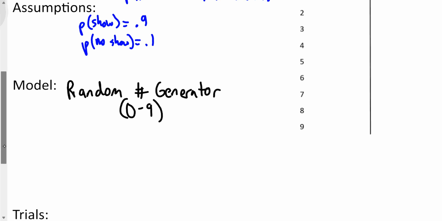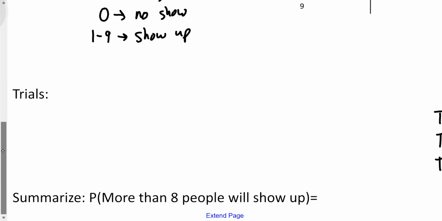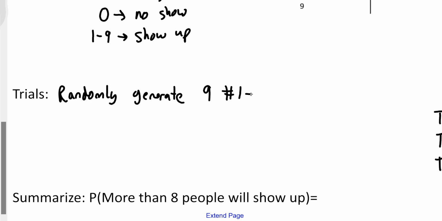So I'm going to say that 0 is my no-show. So that's 1 of the 10. So that's 10% no-show. Then I'm going to use 1 through 9. That's 9 numbers that is going to be my show. And that gives me my 0.1 and my 0.9. Now I'm going to actually do this. So my trials, I'm going to randomly generate. We'll do 9 numbers because I sold 9 tickets. 9 numbers, 0 through 9.